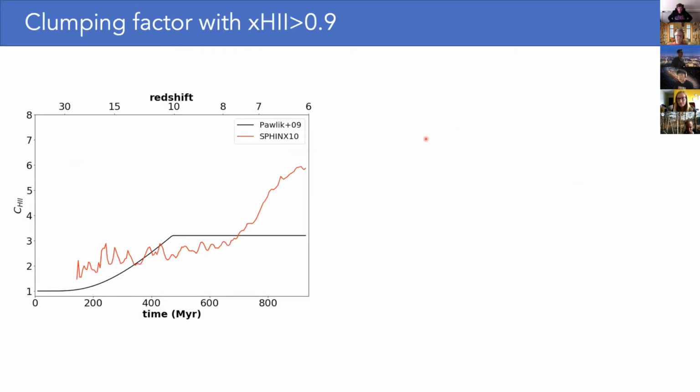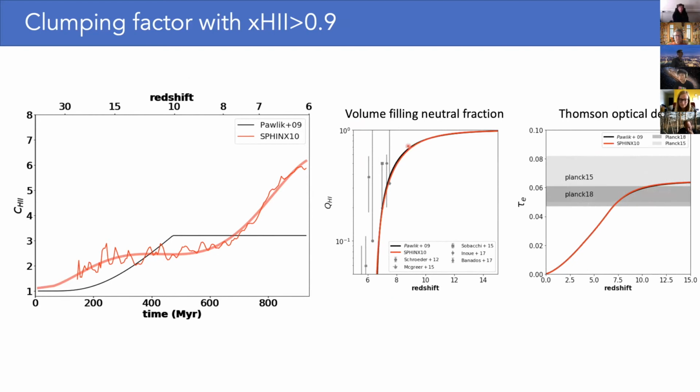Our best shot is compared with previously introduced clumping factors from Iliev 2009, the blue line, that have been commonly used. After fitting clumping factors, we can reproduce the volume-filling neutral fractions and the Thomson optical depth from this clumping factor. And it shows almost a similar result with Iliev 2009, even though our measurement is slightly different from Iliev 2009 data.